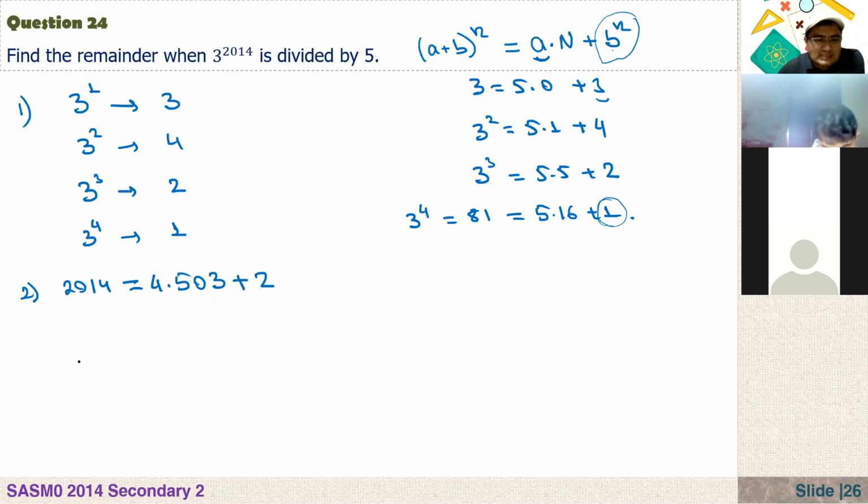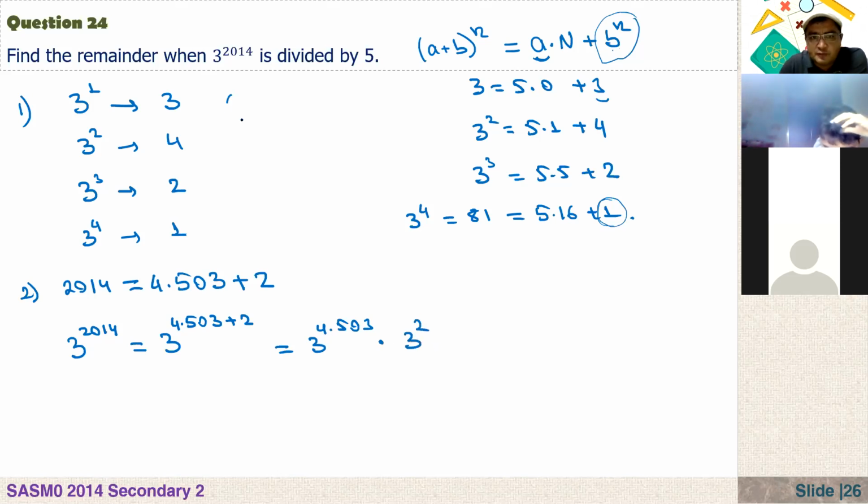And I'm just going to use a very simple property of indices or exponential expressions. Now here I have 3 to the power of 2014. I can write it as 3 to the power of 4 times 503 plus 2, right? Now I can write it as 3 to the power of 4 times 503 times 3 squared, right? I'm just using this property: a to the power of m plus n is equal to a to the power of m times a to the power of n. You know this, right, Musa? Do you know this property?